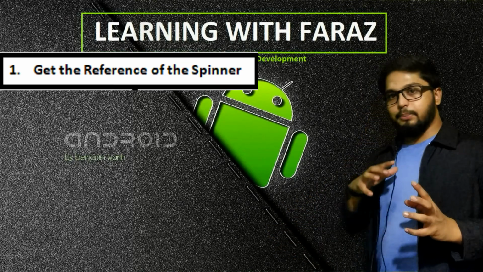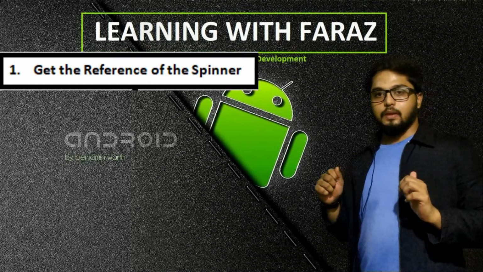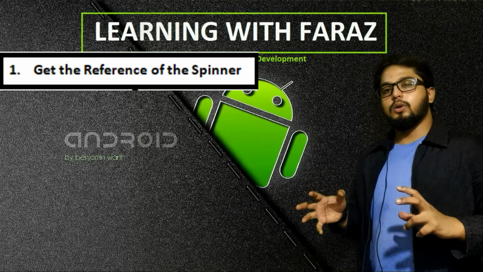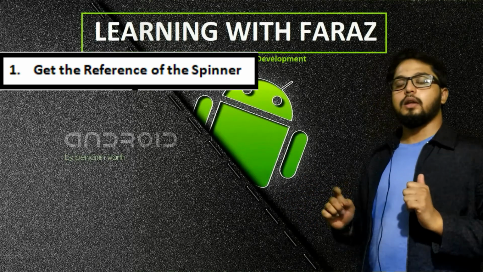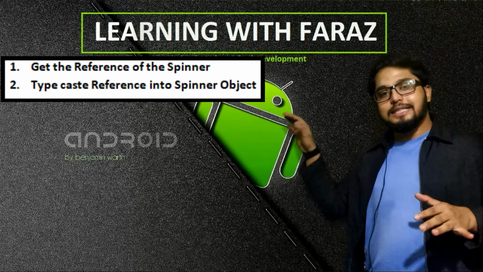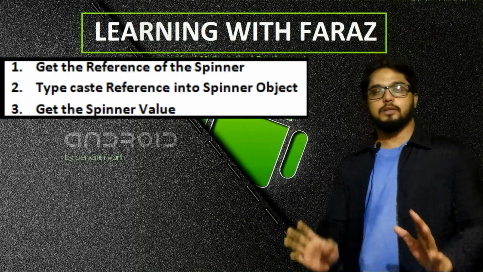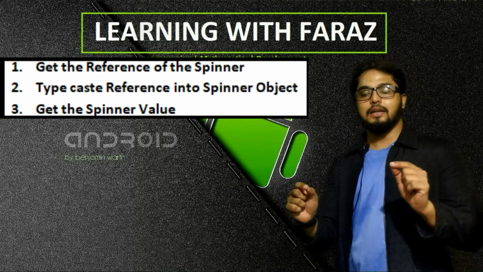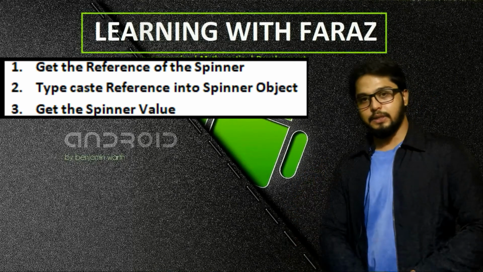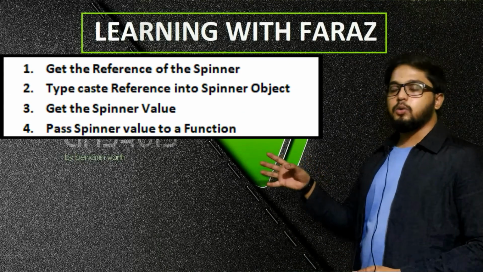See, what happens is it is going to return the reference of the spinner. We got the reference, it's okay. We want to convert that reference to spinner again. In the second step, we're going to do typecasting. Third step, we are going to retrieve the value from the spinner. We will finally be able to take the value from the spinner. Fourth step, we are going to pass this value to a function.